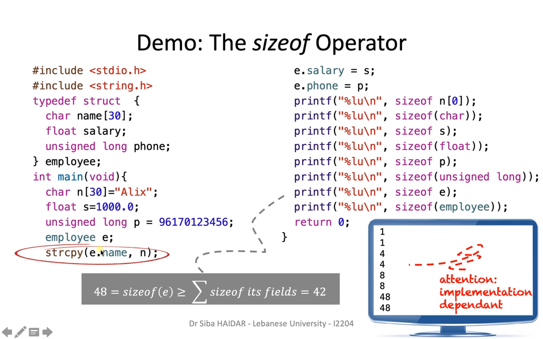Allow me here to draw your attention to the strcpy use, because I created an employee variable e and I wanted to fill the salary and the phone, so I filled them using the assignment operator. However, for the field name, I cannot write e.name equal, and this will not work over strings. This will work only on the initialization. So I am obliged, in order to fill the name, to use the strcpy function of the string.h library. This is very important, and a lot of students make this mistake in their programs.